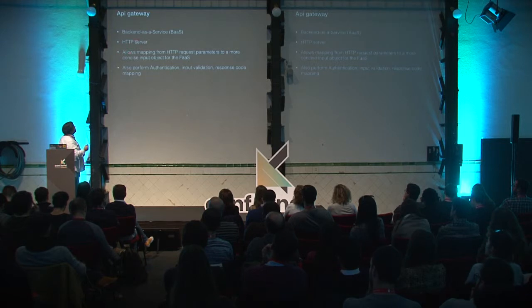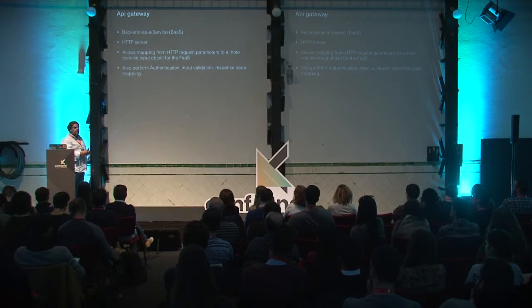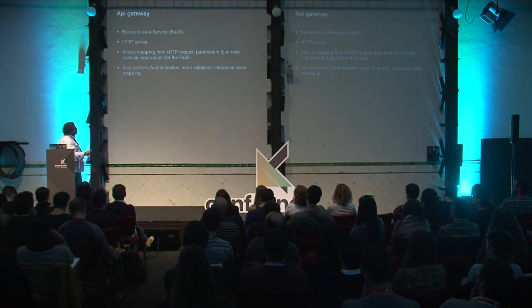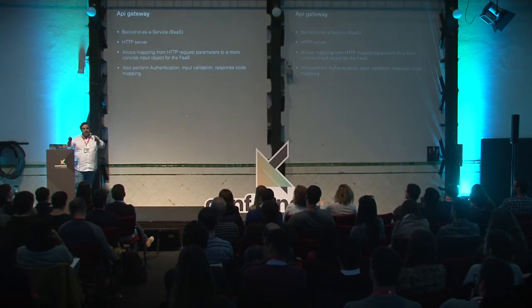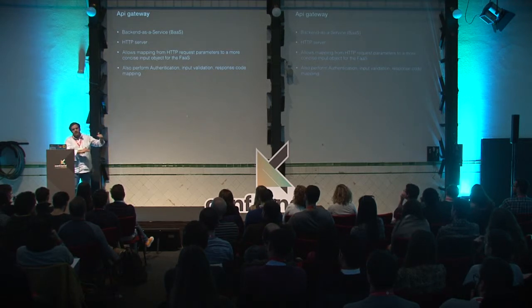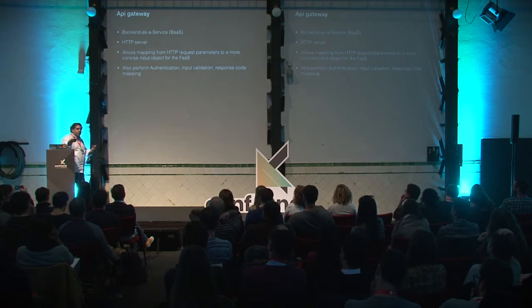Usually they are considered HTTP servers, so that's where your API endpoints live. It allows mapping, and this is a little bit more related with the AWS API Gateway. It allows mapping from an HTTP request body object to create a model to then send to the Lambda function, and also the other way around. So when we have a response from the function, you have an object, you can use a model and map it to the HTTP response.